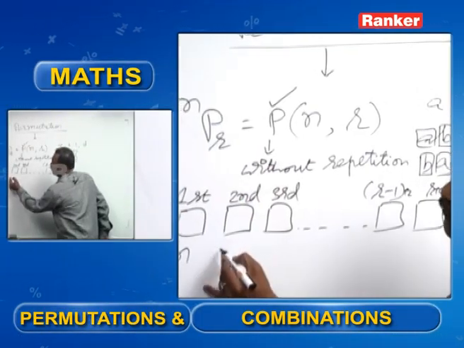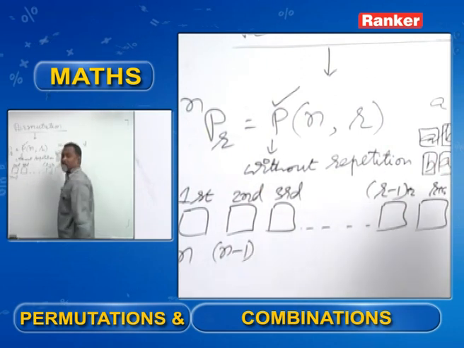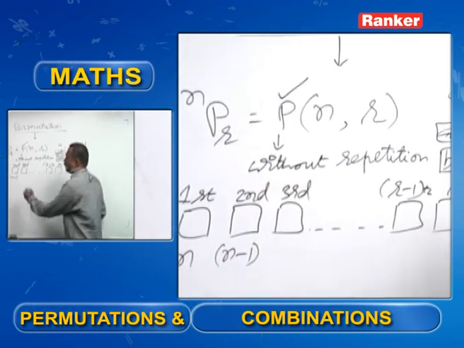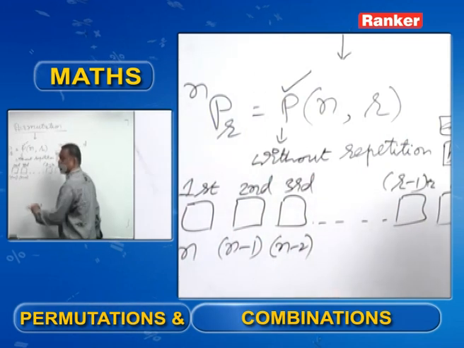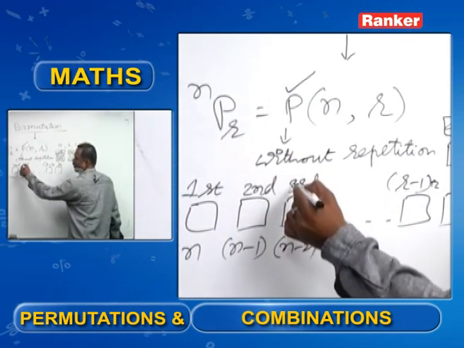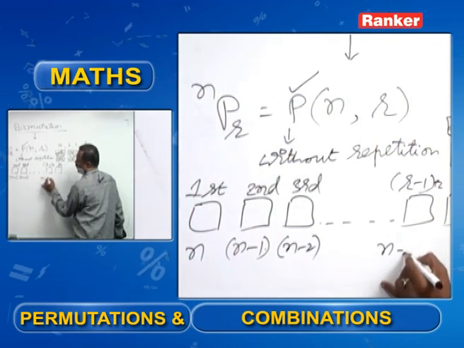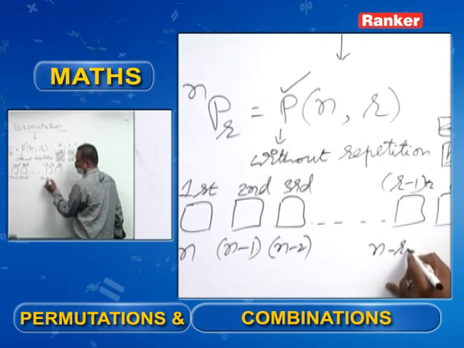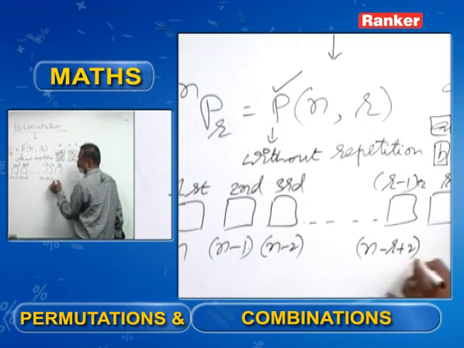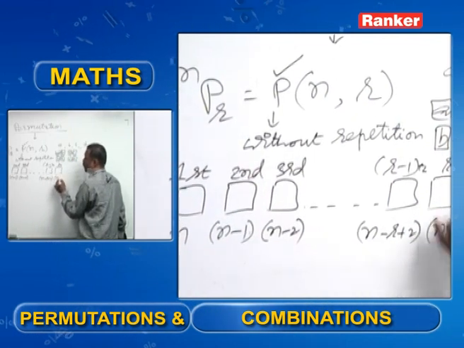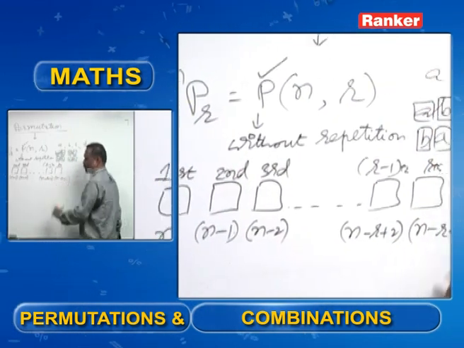Because one thing is already filled, there will be only N minus 1 things remaining. And for the third blank place, there will be only N minus 2 things remaining. And so on. You can see if it is 3, it is 2. If it is 2, it is 1. If it is R minus 1, it will be N minus of R minus 2, that is N minus R plus 2. And it will be N minus of R minus 1, which will be N minus R plus 1.